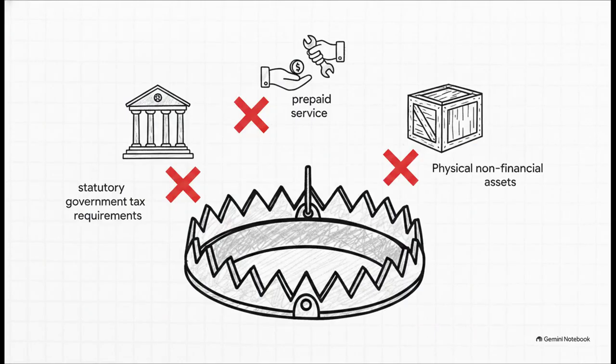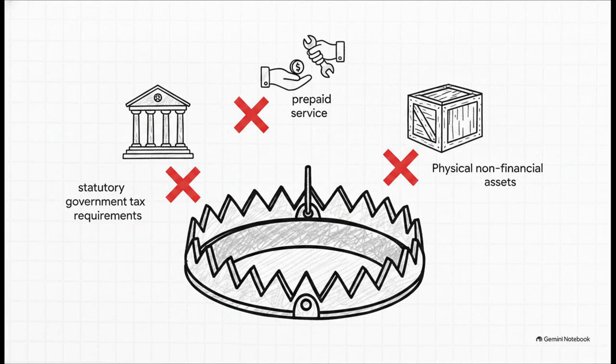Now pay attention, because here's where examiners love to set traps for multiple choice questions. What is not a financial instrument? Well, why isn't a tax liability a financial liability? Because it arises from a statutory government requirement. It's not a voluntary contract.